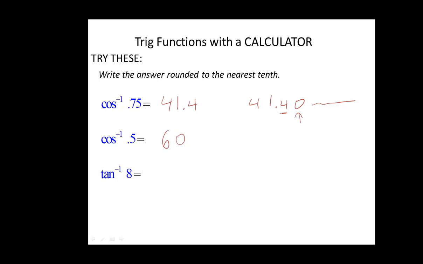The inverse tan of 8. In this case, when you put this in your calculator, you should be seeing 82.8749. It goes on and on and on. We're rounding to the nearest tenth. We look at the next number. That is more than 5, so we're going to write this as 82.9.